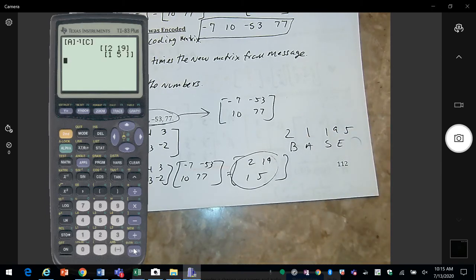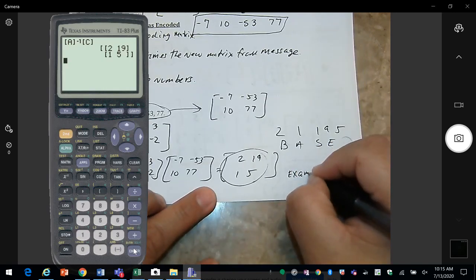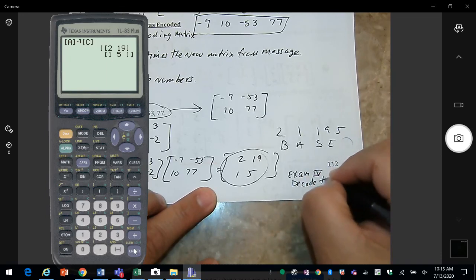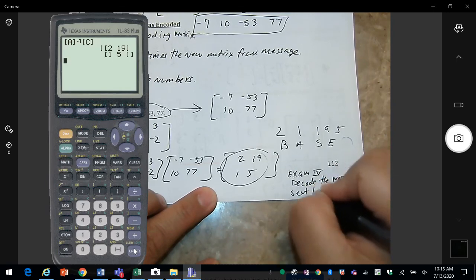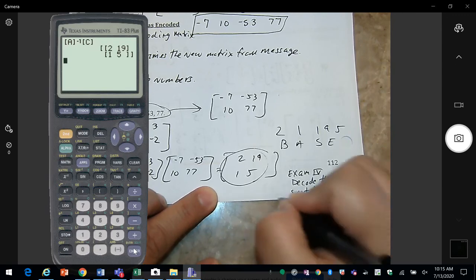So through email, I will send you a message, and you can decode it for extra points on exam 4. So on exam 4, decode the message sent through email for 5 points.